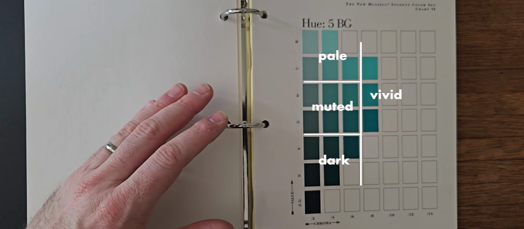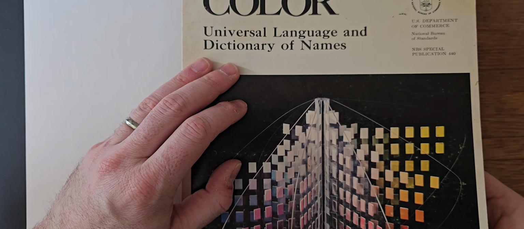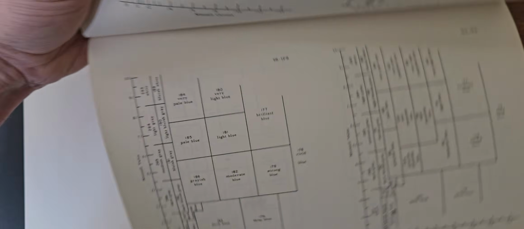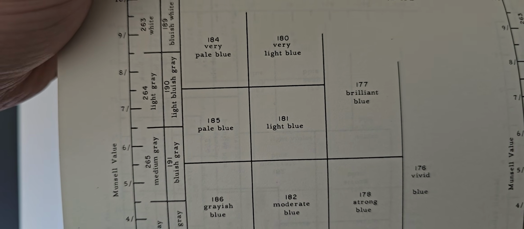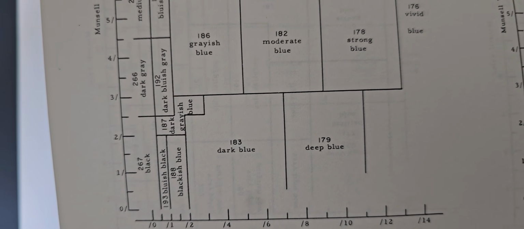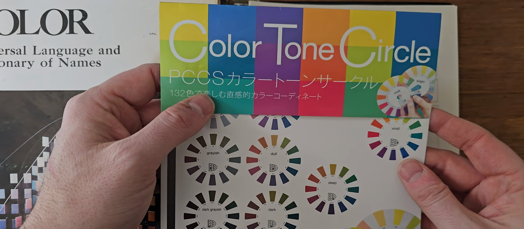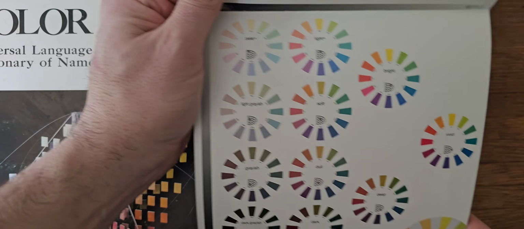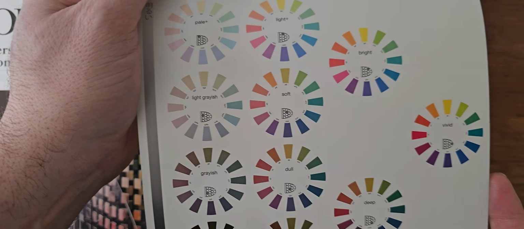But other descriptive words are possible. For example, the Inter-Society Color Council, in conjunction with the National Bureau of Standards, developed a color naming system in the 20th century, where they divided up hue planes into areas like pale, light, brilliant, strong, vivid, moderate, grayish, dark, deep. And then there's the Japanese practical color coordinate system, which divides up the hue plane this way, with terms like soft, dull, grayish, light grayish, and so on.